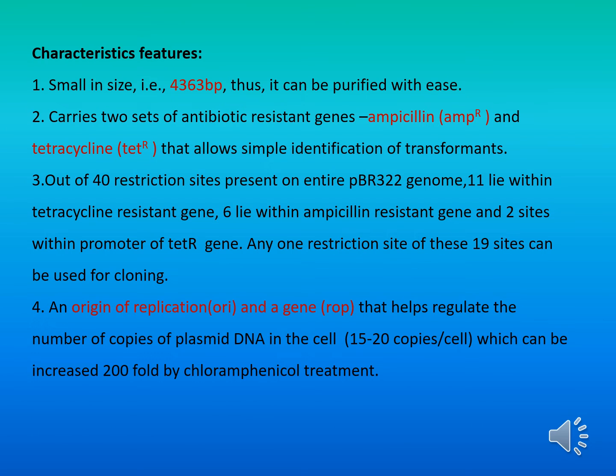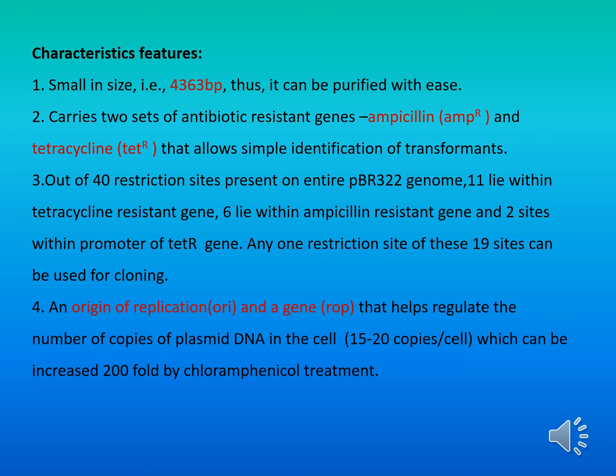Let's talk about the characteristic features of pBR322. First of all, size. The size of this vector is 4063 base pairs, which is ideal for a good cloning vector. Second, it contains two antibiotic resistant genes, the ampicillin resistant gene and the tetracycline resistant gene. These genes are marker genes that help in simple identification of the transformed cell. A transformed cell is a cell which contains a recombinant vector.